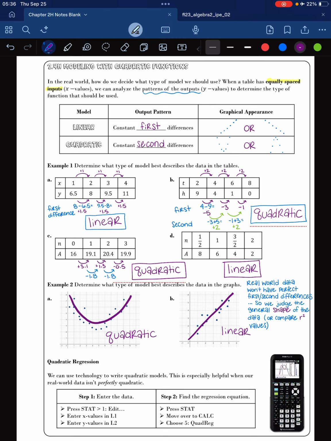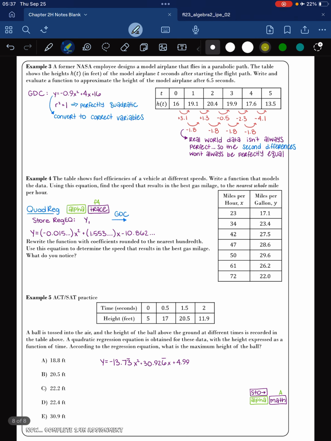Okay, and then the question is, how do we actually write an equation? Because if it was perfectly quadratic, we could use standard form, vertex form, intercept form, any of those to help us build the function. That's not going to be as easy when our data isn't perfectly aligned. So we can use our calculator, just like we did for linear regression, to create a quadratic regression. And it's the same exact steps. Literally the only difference is that after we've entered our data, we're just going to choose a quadratic regression instead of a linear regression in our calculator.